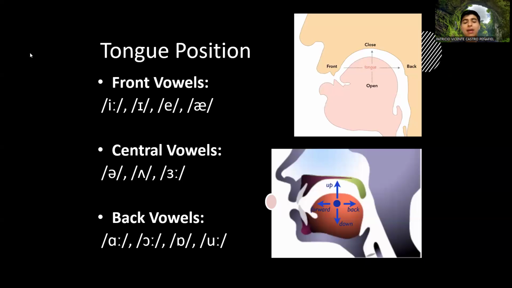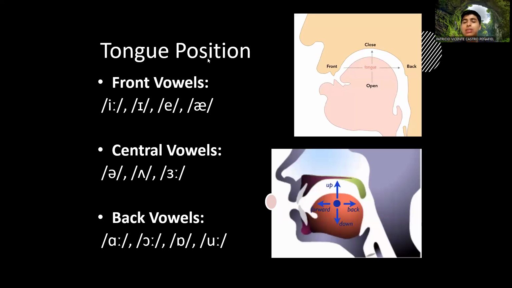And we have back vowels. What happens here? Well, let's say some examples like to, put, saw, or car. These vowels pull the tongue toward the back. So don't forget, when we have front vowels, they use the front of the tongue. When we have central vowels, they use the middle of the tongue. And the back vowels pull the tongue toward the back.